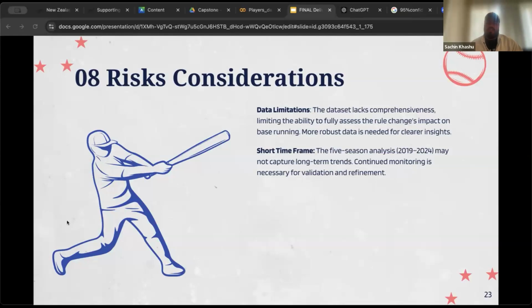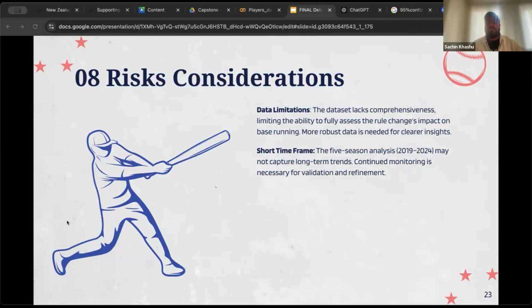Related to that, there was a short time frame. We did a 5-season analysis, 2019 to 2024, excluding the 2020 season. This was because the rule change happened in 2023, so we didn't really have much of a choice. We had to take basically the same amount of time before and after the rule change, and that's what 2019 to 2024 gave us. But we do recognize how this could not totally capture long-term trends. So continued monitoring is definitely necessary for validation and refinement here.